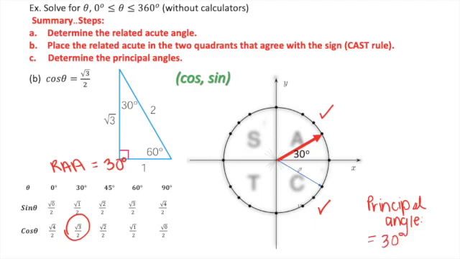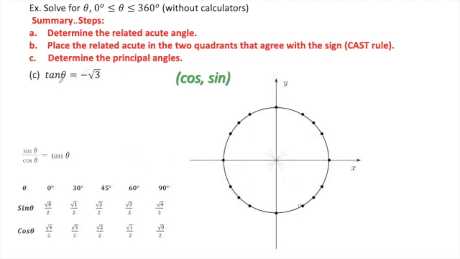And then you're also going to have to figure out what the blue terminal arm is, and it's going to be that 360 degrees minus that 30 degrees. So you have another principal angle of 330 degrees there. Okay, so that is quite simple if you're following these 3 steps here. Again, another example, we're going to look at determining our related acute angle, placing it in our two quadrants that agree with our sine, and then determining our principal angle. Here we have tan theta equals negative root 3.